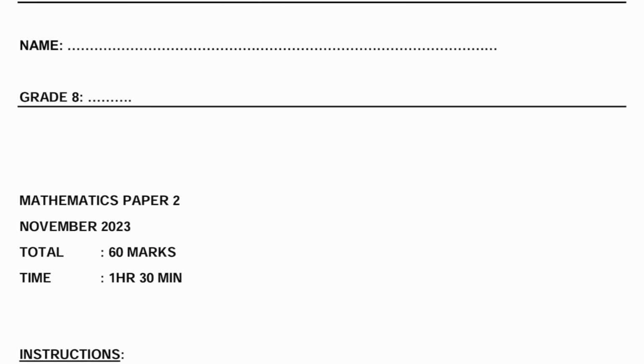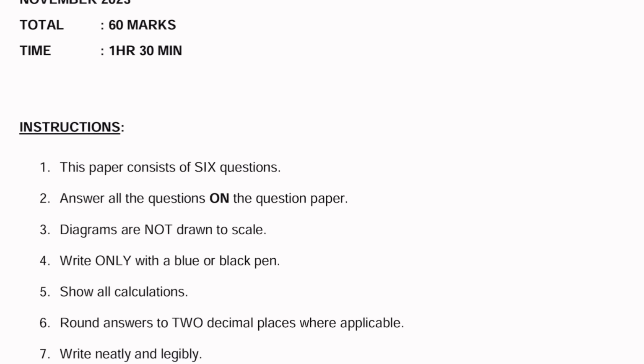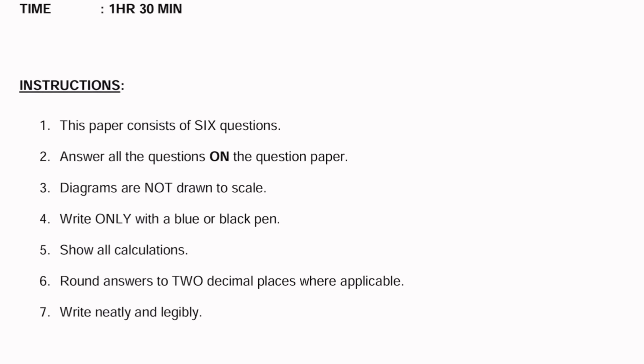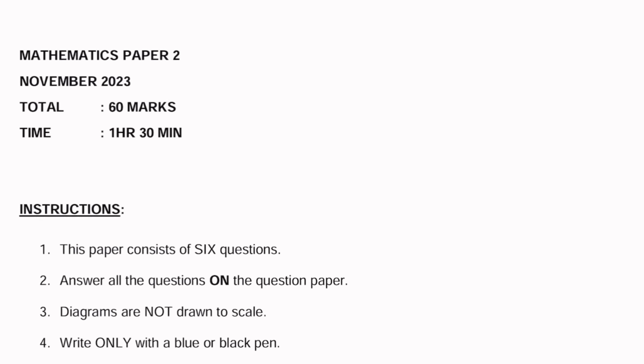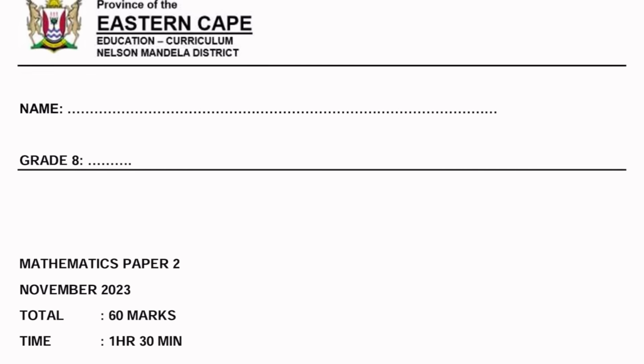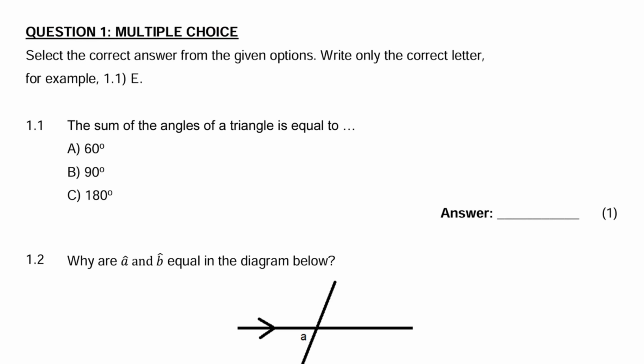In today's video, we will be going over the Grade 8 November 2023 Mathematics Paper 2, set by the Department of Education in the Eastern Cape. Again, question 1, starting off with multiple choice. 1.1 says the sum of angles of a triangle is equal to, you should know this one, 180 degrees, that is C. All angles in a triangle add up to 180 degrees.